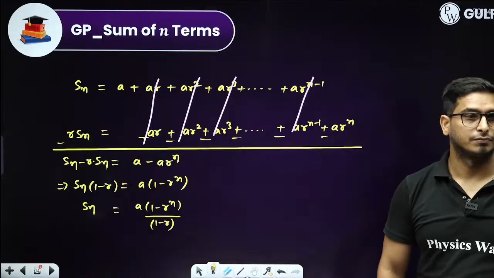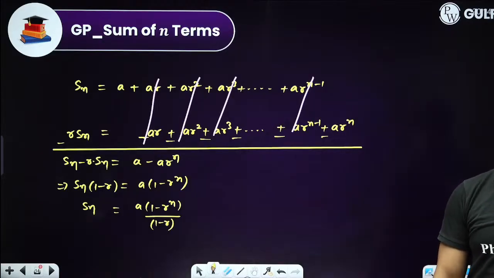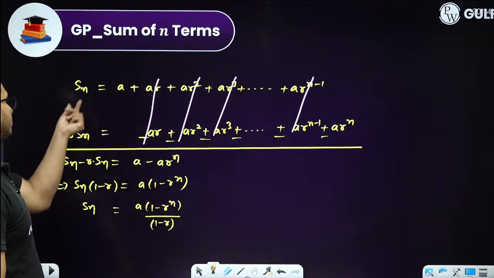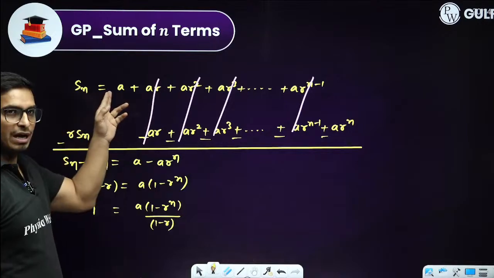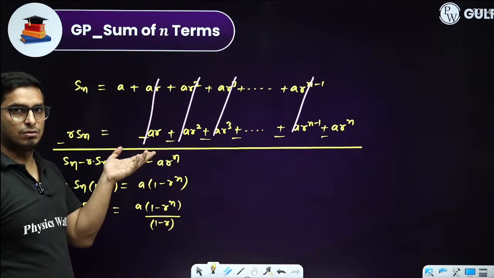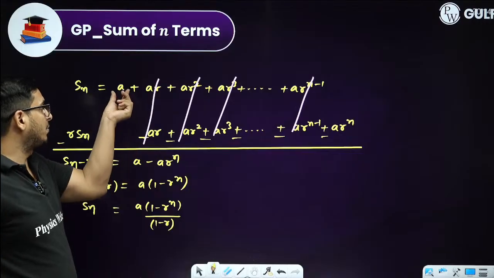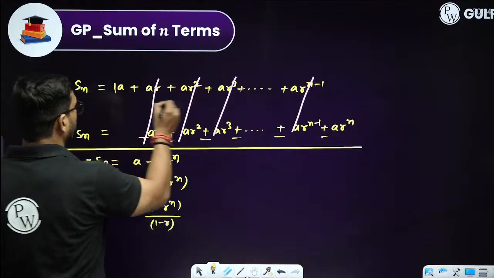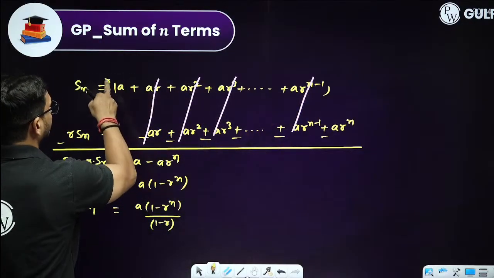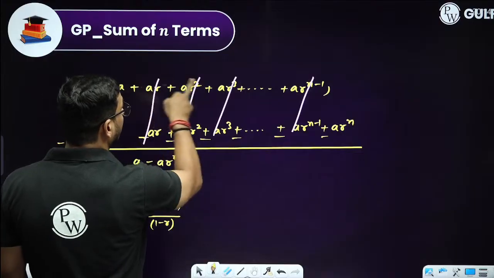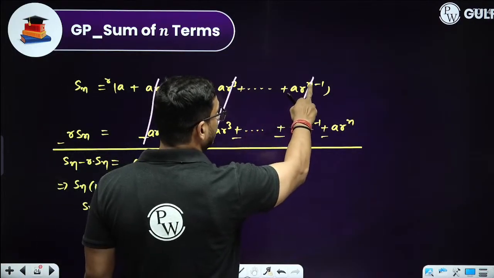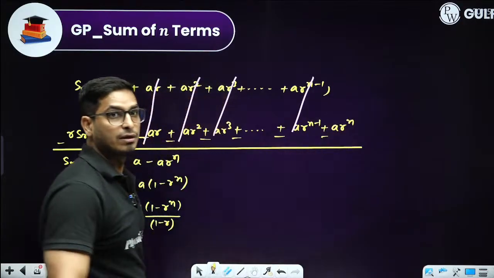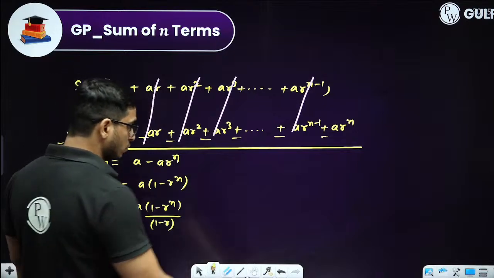So why didn't I put A in the second equation? See, I multiplied this equation by R. So when you multiply, do we have A here? No. I multiplied this series by R. R into Sn. So if we have R into Sn, then we have to multiply here by R. So we will get AR square, AR cube, AR to the power 4 like that, and here we have AR to the power n minus 1 into R, that is plus 1. So gone. So see, we have AR to the power n. Understood?